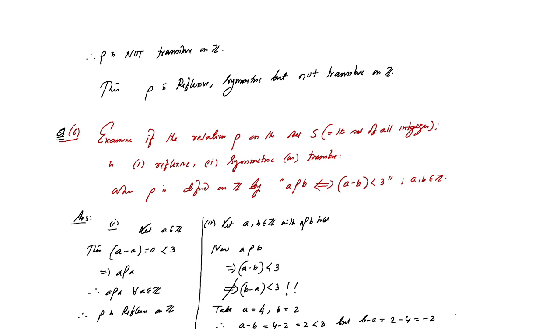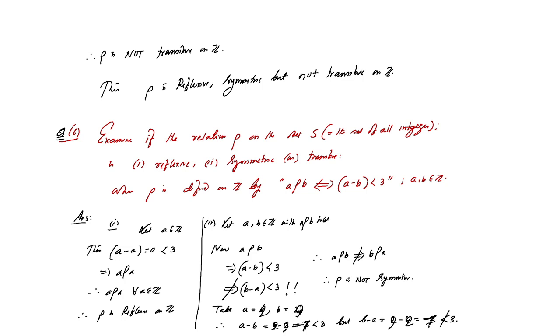Is it always true? No. As an example, take your A as 2 and B as 9. In that case, A minus B, 2 minus 9, will be minus 7. Yes, less than 3. But what about B minus A? 9 minus 2, this is 7. And this is not less than 3. So what do we conclude? A rho B does not imply B rho A. So that means rho is not symmetric.